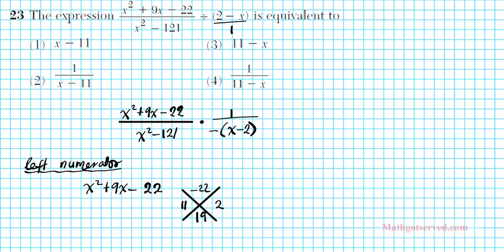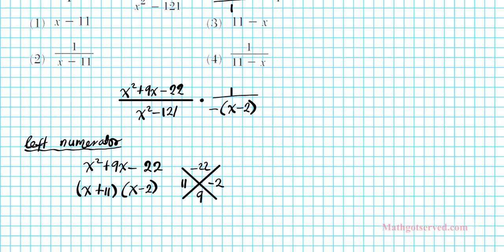Actually, on the bottom we have 9, not 19. It's just 9. All right. So 11 minus 2, make this negative, so the sum is, okay, perfect, that's it. So the factored form of the numerator is x plus 11 times x minus 2. Okay? All right, now, how about the left denominator?